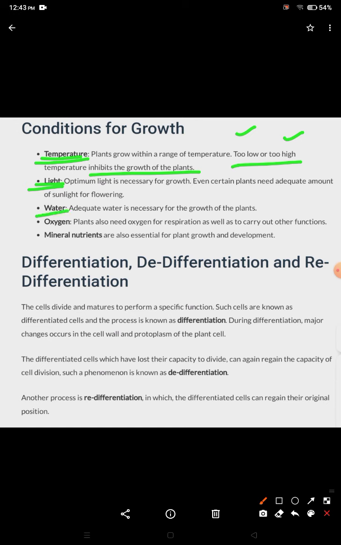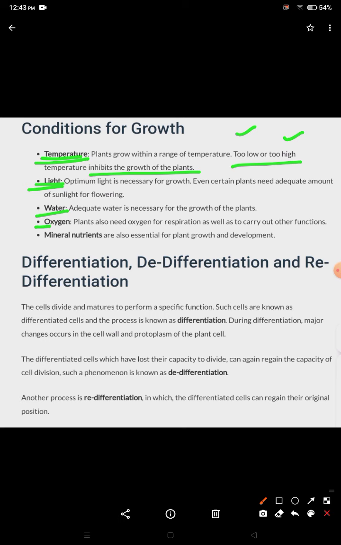Third factor is water. Water is needed for the turgidity of the plant. Cells divide, elongate, vacuolation takes place, protoplasm synthesis takes place. For all this, water is required. Water is required for opening and closing of stomata. Water is required for the photosynthesis purpose. So water plays an important role for the proper growth and development of the plant.